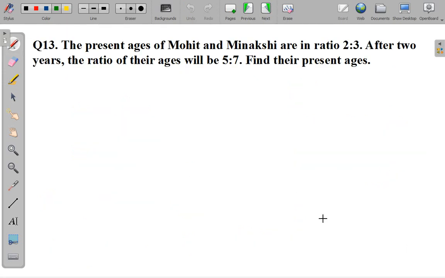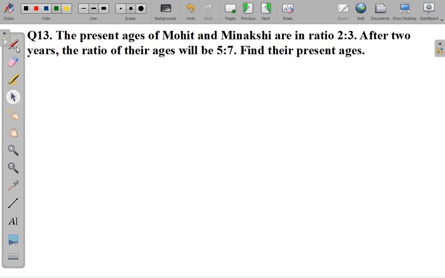Now moving on to the last question of the exercise. Question number 14 has already been completed in your homework, and since nobody has asked me any questions about it, I suppose you have already done it, and congratulations for the job well done. Now question number 13 is the present age of Mohit and Meenakshi. Their present ages are in the ratio 2:3. We will use the same method that we have been using till now.